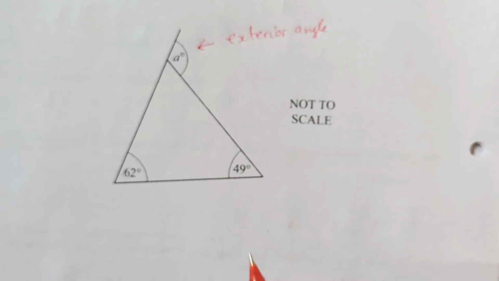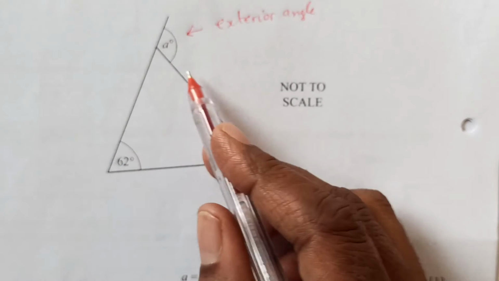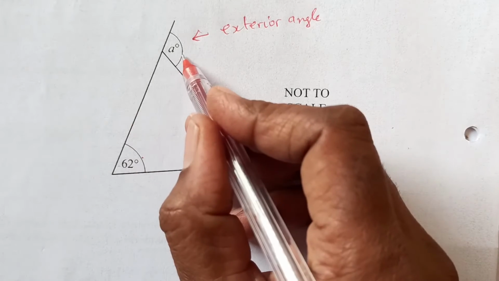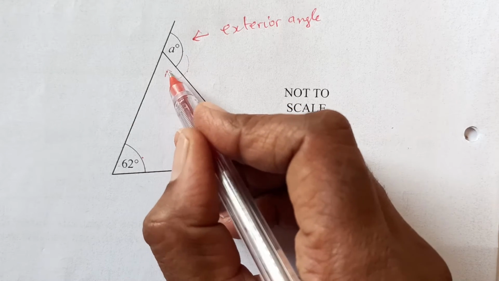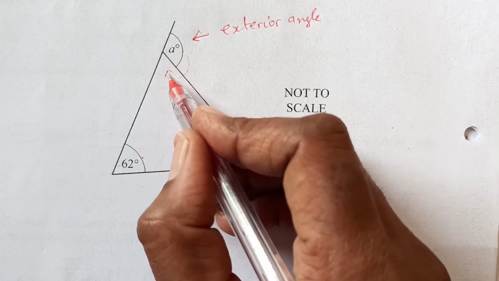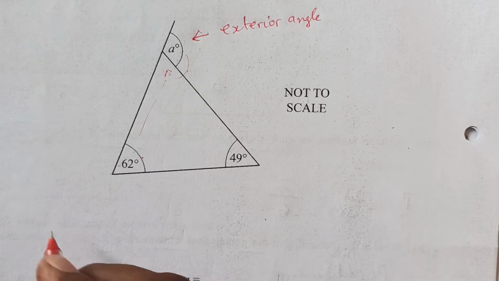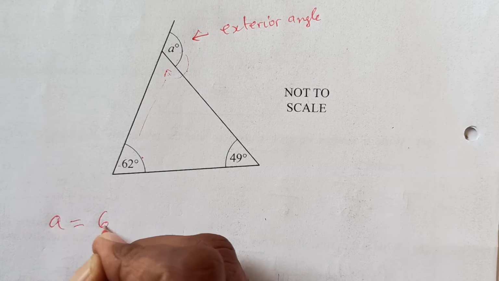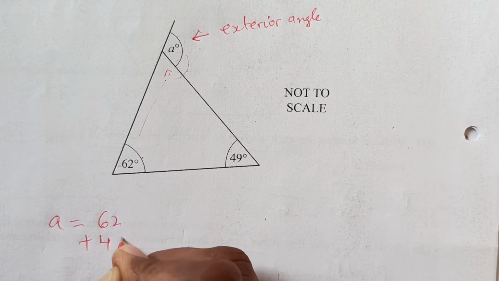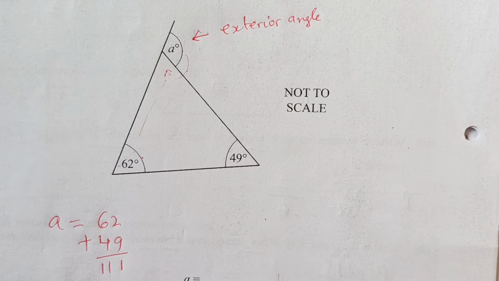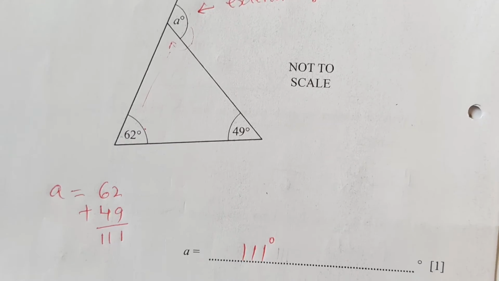So the property is the exterior angle is sum of interior opposite. So if you go here, this is also interior angle, but that is just beside angle A. Opposite are opposite to those. So A is going to be 62 plus 49. 9 plus 2, 11, 111. So A is going to be 111 degrees.